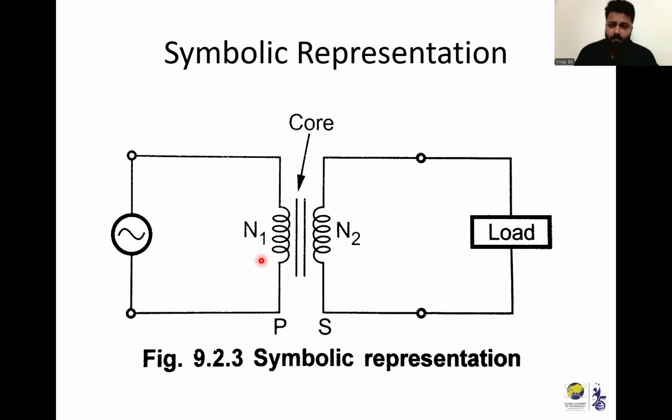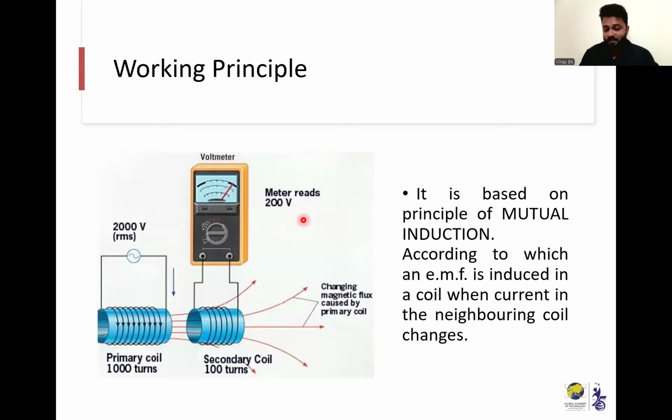The winding which is always connected across the load, we call the secondary winding. The secondary winding has N2 turns, while N1 is the number of turns in the primary winding. The primary winding is always connected across the supply, and the secondary winding across the load. You can see a parallel line, which is called the core, and this is the symbolic representation of a transformer.